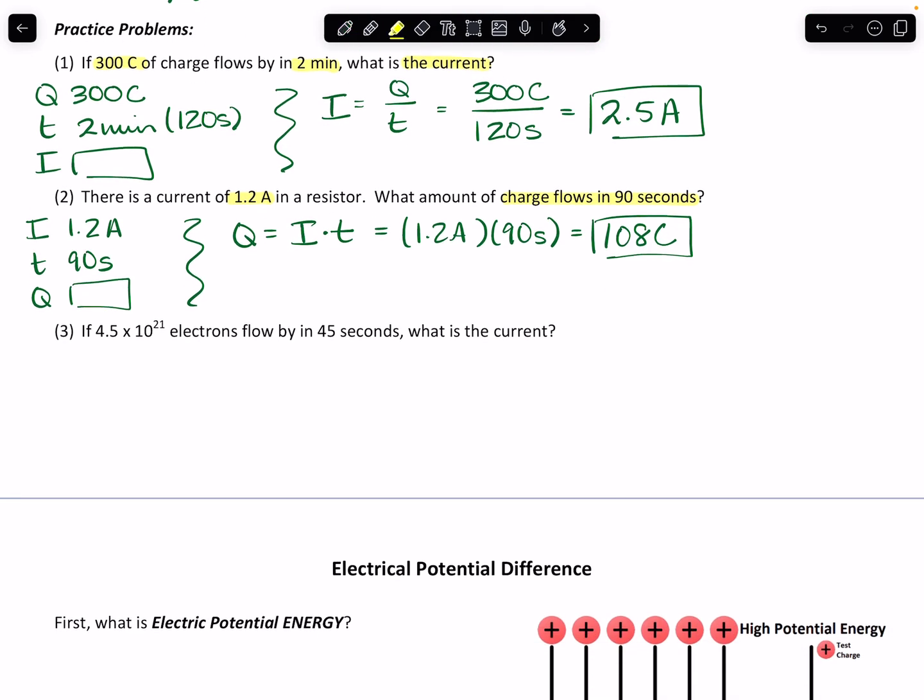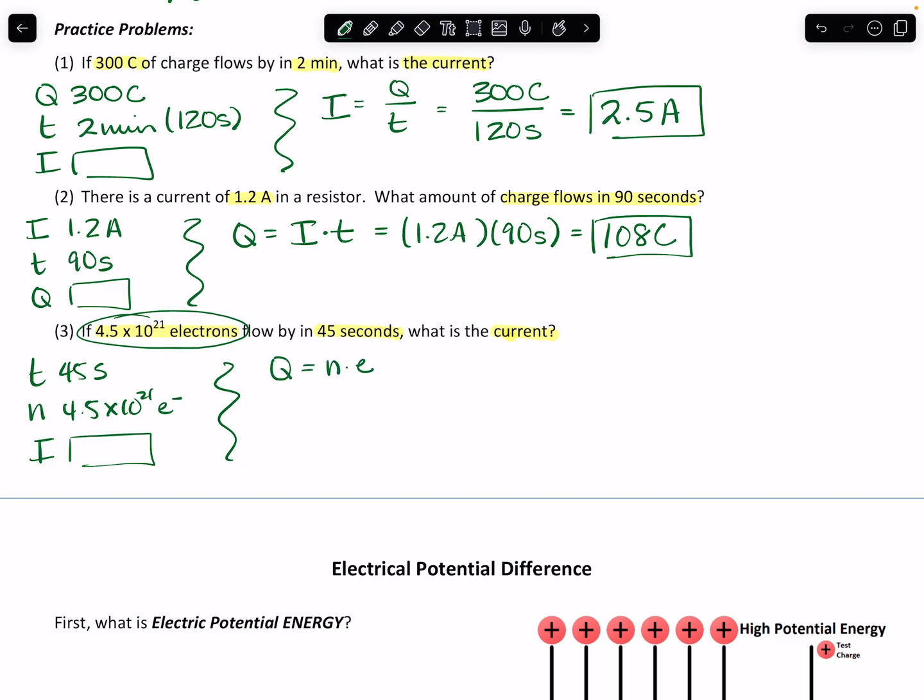All right, and then finally, if 4.5 times 10 to the 21st electrons flow by in 45 seconds, what is the current? All right, so we have time, 45 seconds. Now this number, this 4.5 times 10 to the 21st is N from our charge formula. So 4.5 times 10 to the 21st electrons. And we're asked to find the current. Well, I don't have a formula that relates these three variables directly. So the first thing I'm going to have to do is figure out, well, how much charge is moving?